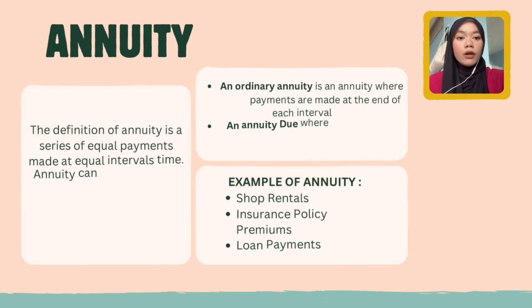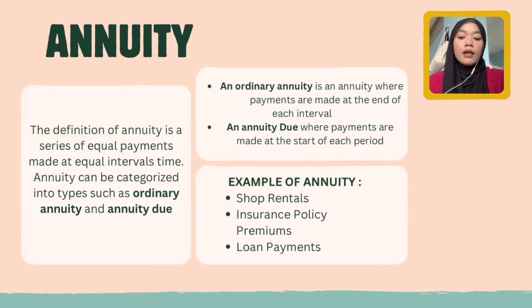So we will go through chapter 4 of business mathematics, which is annuity. The definition of annuity is a series of equal payments made at equal intervals of time. Annuity can be categorized into types such as ordinary annuity and annuity due. An ordinary annuity is an annuity where payments are made at the end of each interval.